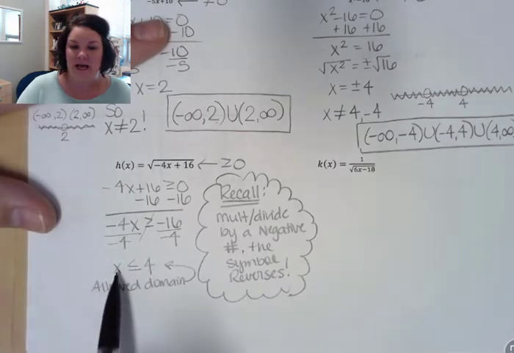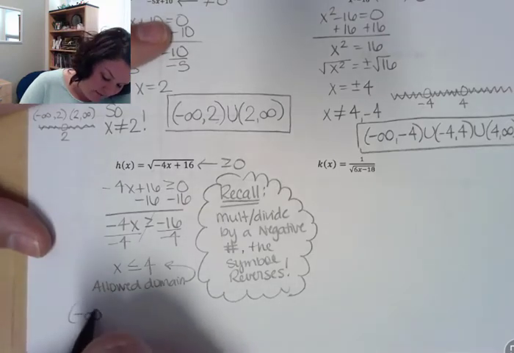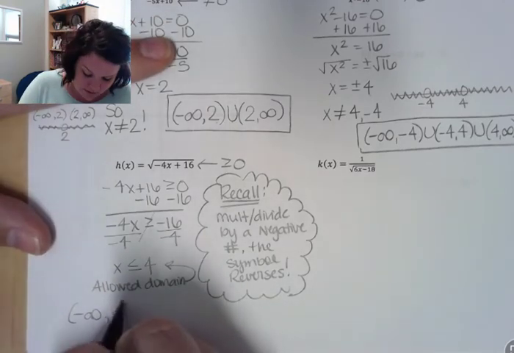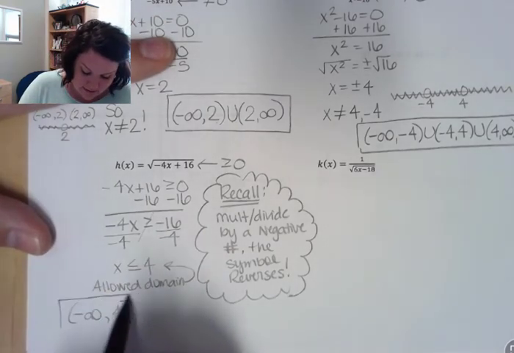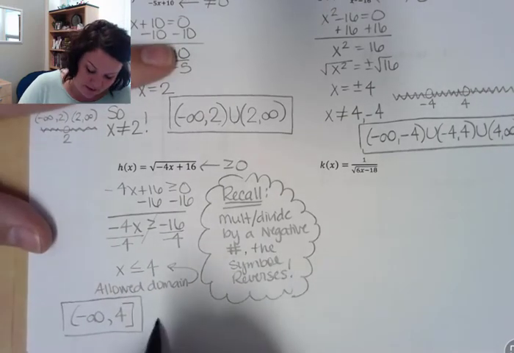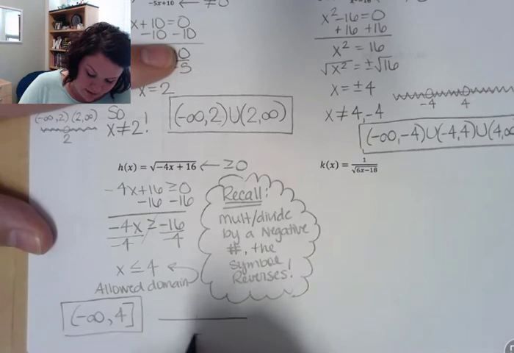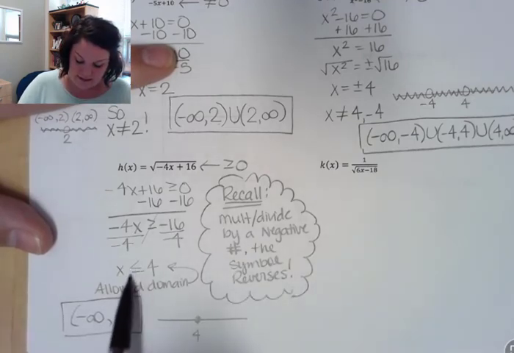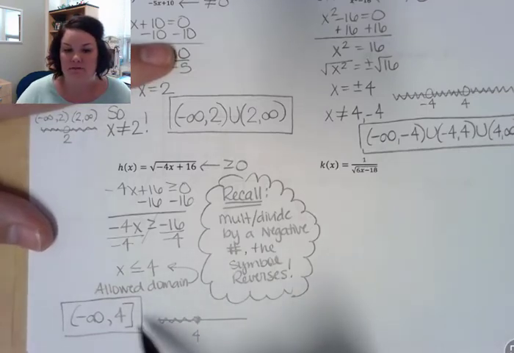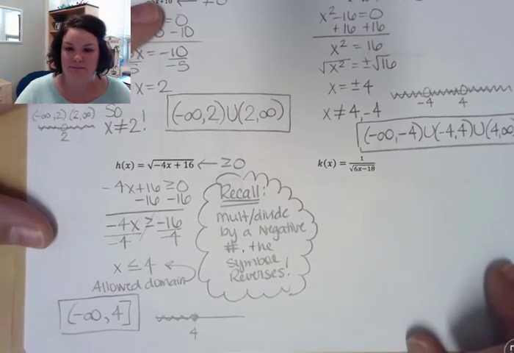So this is saying any x less than or equal to 4. That means negative infinity all the way up to 4 and including 4, so I can use a bracket, is allowed for this function. Same thing, if it helps you to graph it, you can make a graph and say, here's 4 and we can include 4 and it can be anything less than or equal to 4. So it would be this direction. So negative infinity up to 4 and including it.